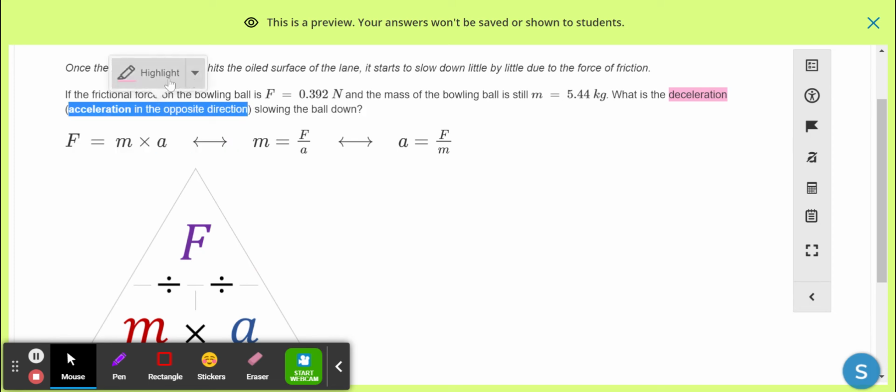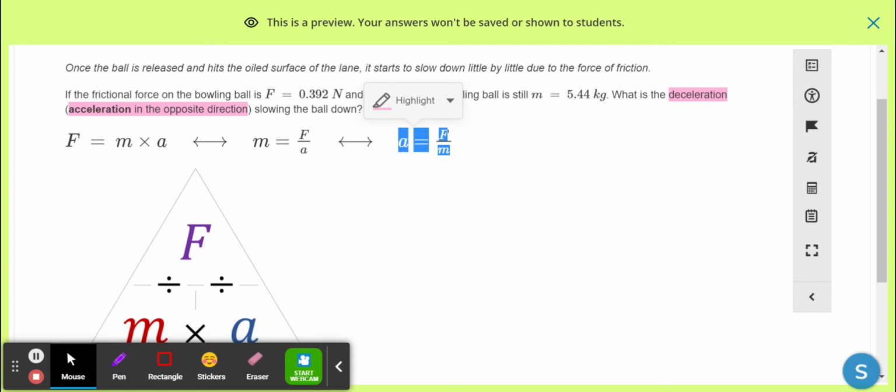Whether we call it acceleration or deceleration, we're still talking about the same thing. It's really just acceleration in the opposite direction of where it's moving. So if our bowling ball is moving forward, then the force is in the backwards direction to slow it down. What we're really solving for here is acceleration. We're going to plug in that mass, still 5.44 kilograms, and this frictional force of 0.392 newtons, and figure out what the acceleration is from there.